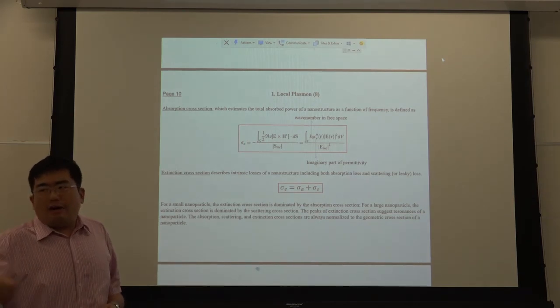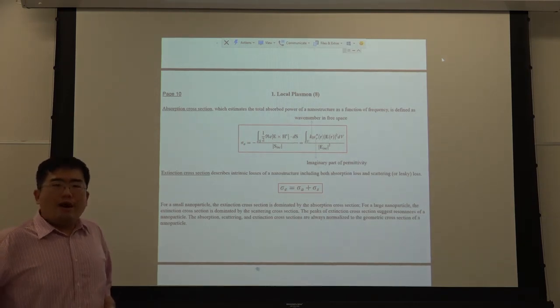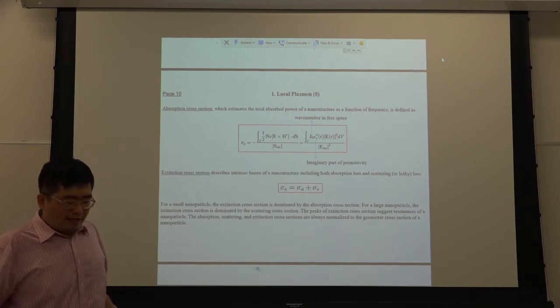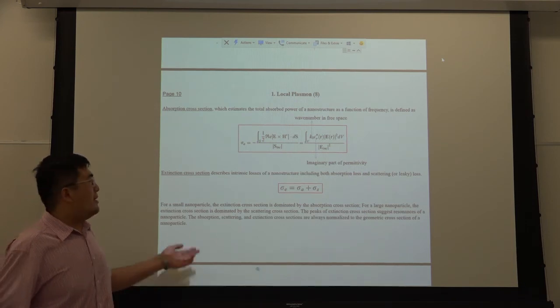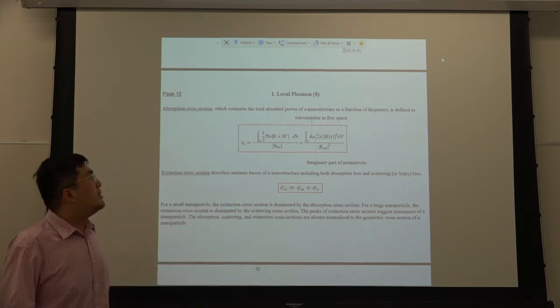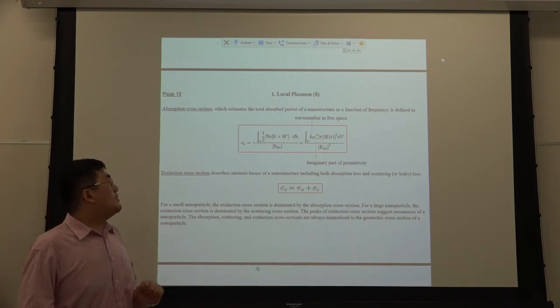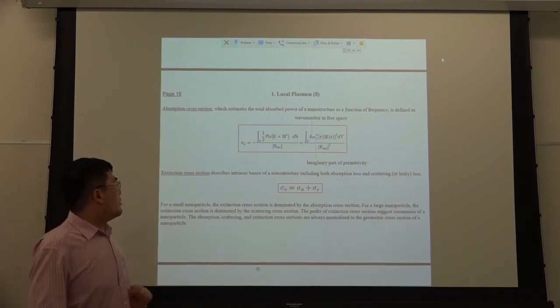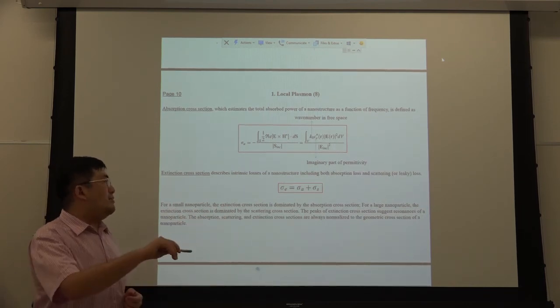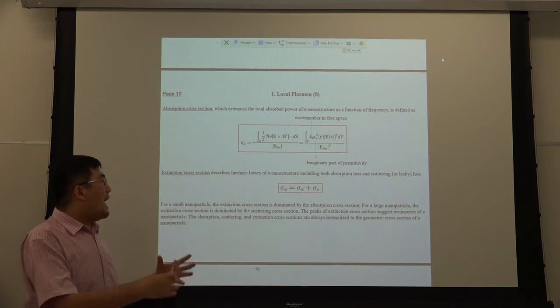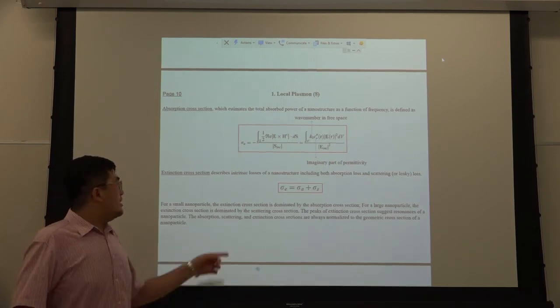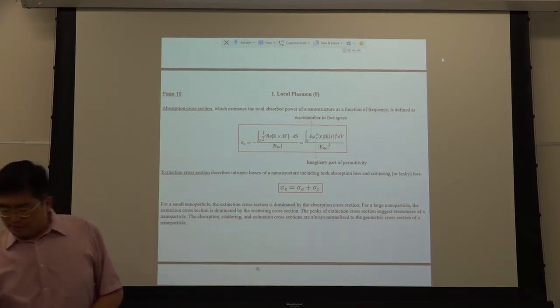So there are two kinds of loss. One is absorption loss. One is scattering loss or leaky loss. Pull them together is extinction cross-section. This is a quite important concept. For small nanoparticles, the extinction cross-section is dominated by the absorption cross-section. For large particles, the extinction is dominated by the scattering cross-section.